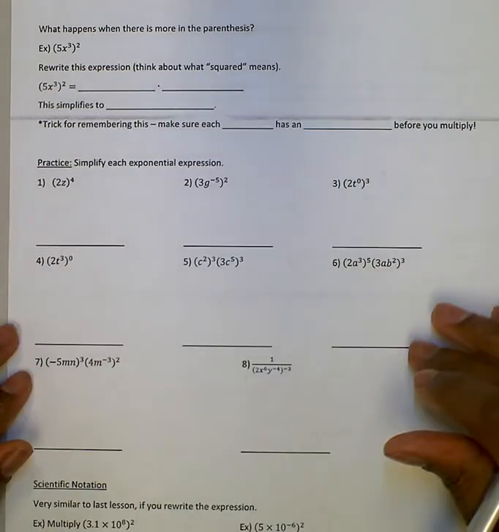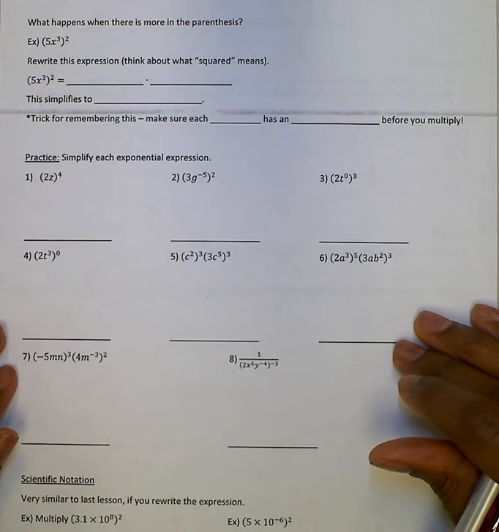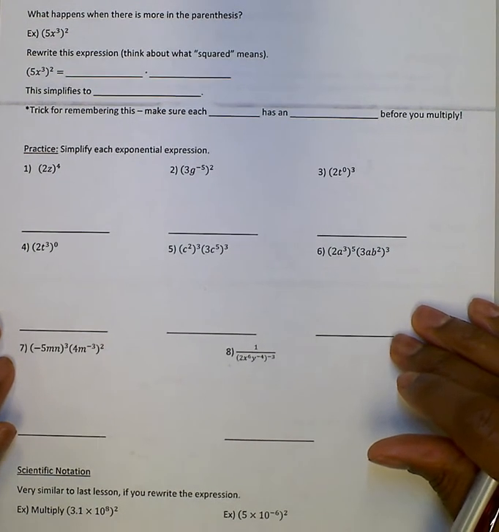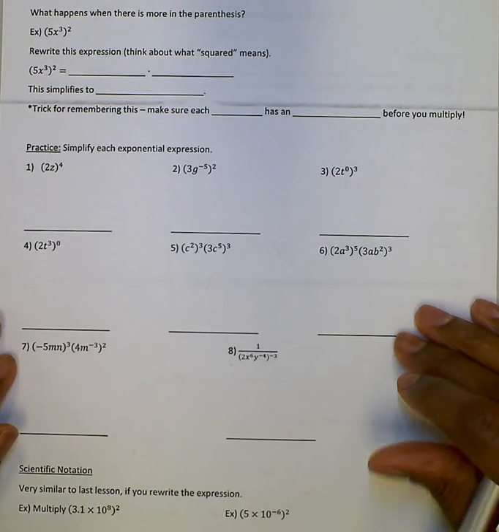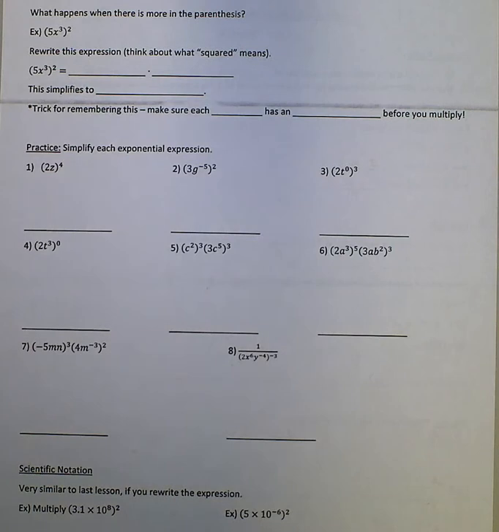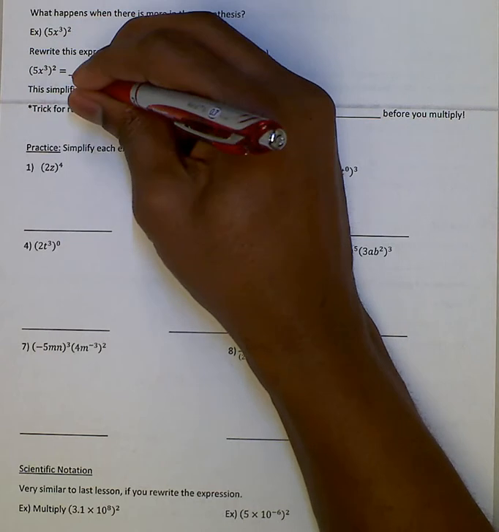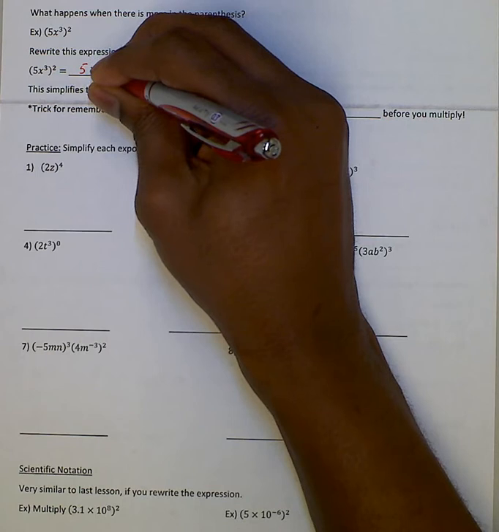What happens when there are more in the parentheses? Before, we were just dealing with one variable or one term in the parentheses. What if there's more in there? Let's see. We're going to rewrite this expression, 5x cubed squared, so we can see the rules that we've already established and see how they work out for us.